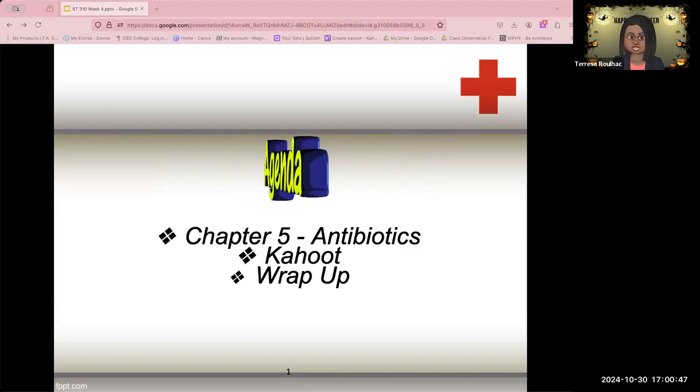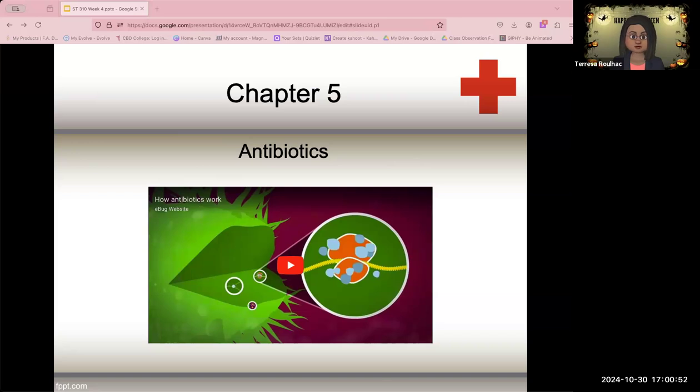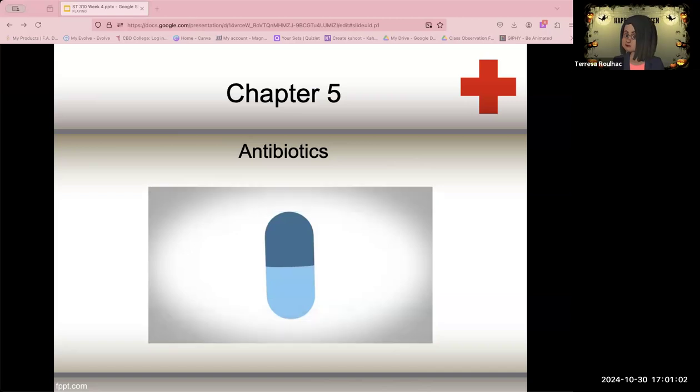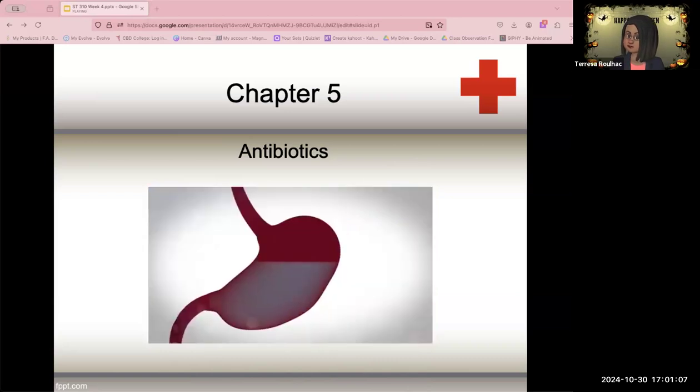And let's get started. Before we dive in, we have to think about how antibiotics work. So let's take a look. How do antibiotics work? Pathogenic bacteria in the body cause infections, which can be treated by antibiotics.